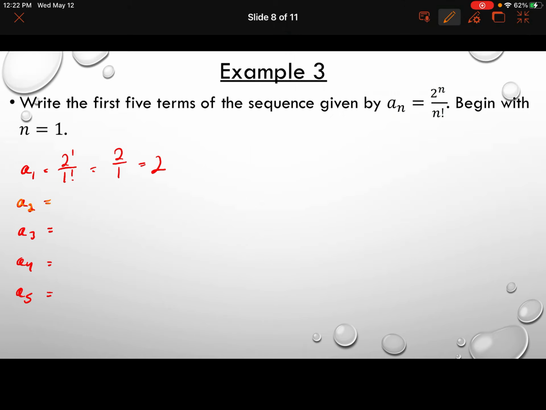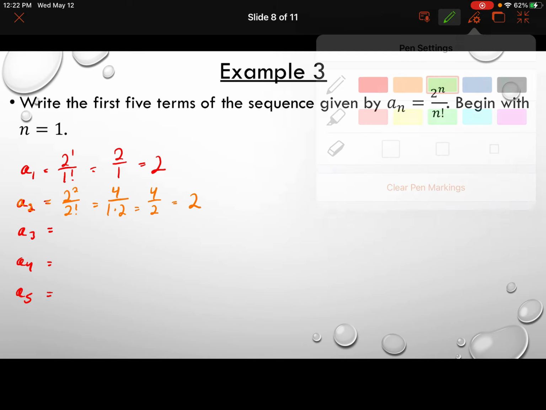So the next one would be a sub 2, so that means 2 goes in for n, so 2 squared over 2 factorial. So 2 squared is just 4. 2 factorial would be the product of all integers from 1 to 2, so 1 times 2. This gives me 4 divided by 2, which is just 2. Okay? Let's do the next one.